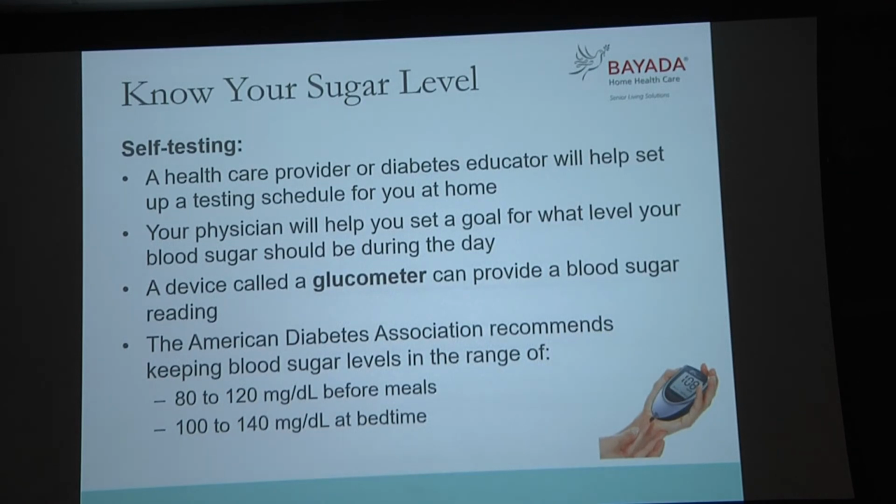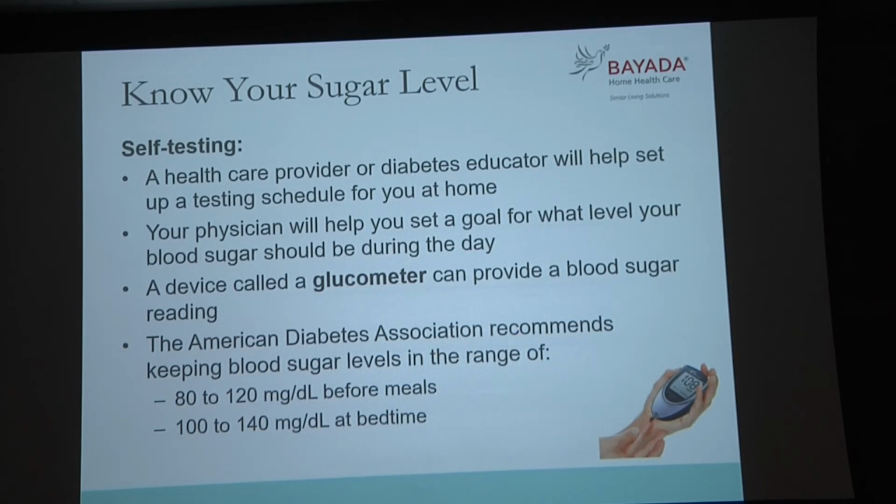Knowing your sugar level, that's important. The doctor has different options now. They have the finger prick devices where you test your blood. They have ones now where it's already implanted and you just scan it. So there are a lot of ways now to check your blood sugar levels.